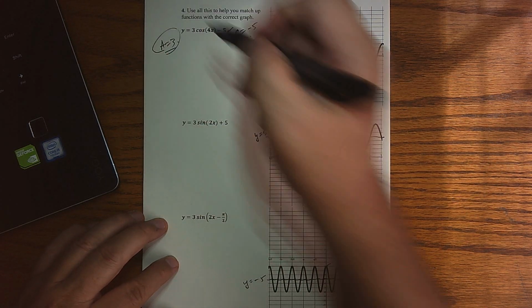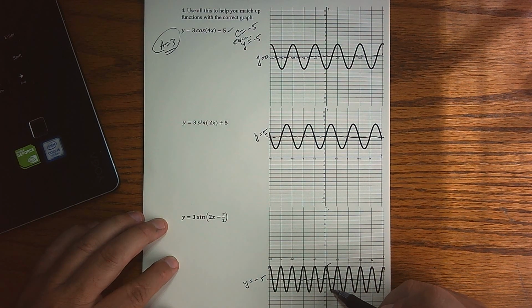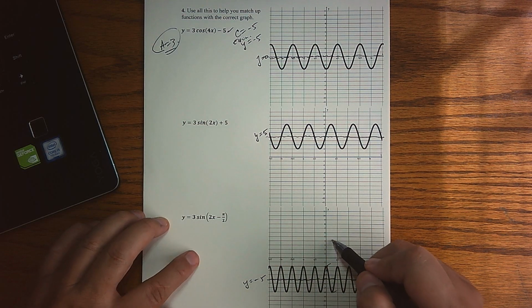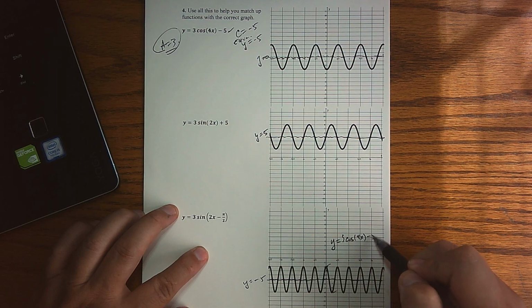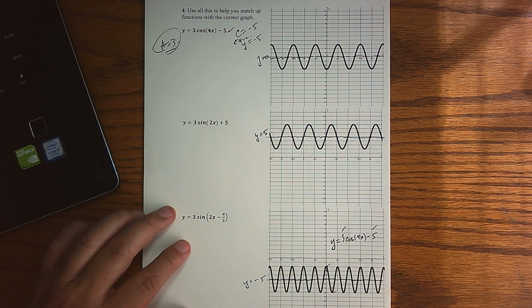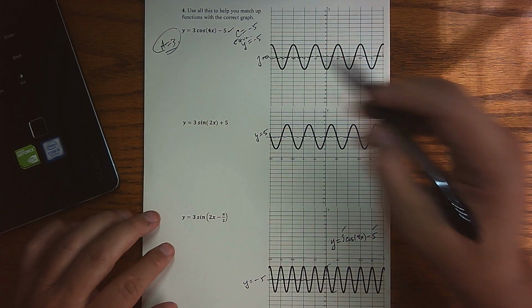It also matches A equals 3 because we've got 1, 2, 3 units above the equilibrium and 1, 2, 3 units down. So the wave is 3 units above the equilibrium and 3 units below it. 3 above, 3 below, and so on. So this is a good candidate. This looks very much like y equals 3 cosine of 4x minus 5 just by looking at amplitude and the equilibrium shift. However, let's look at the other things.